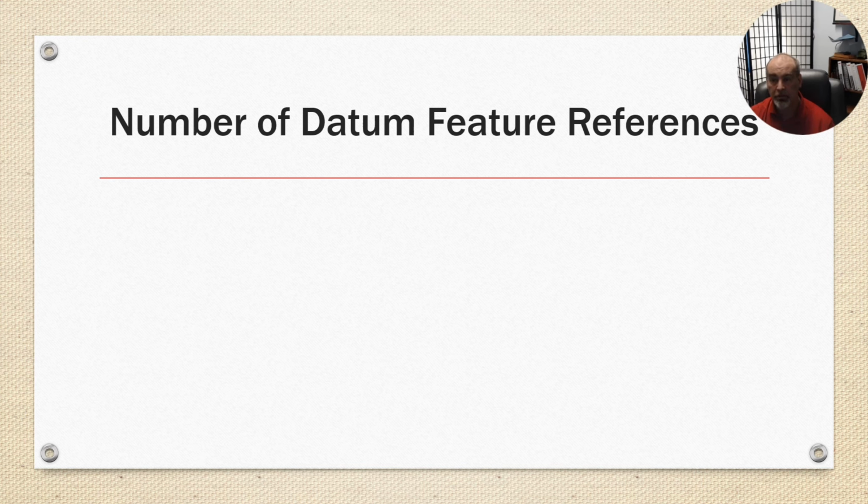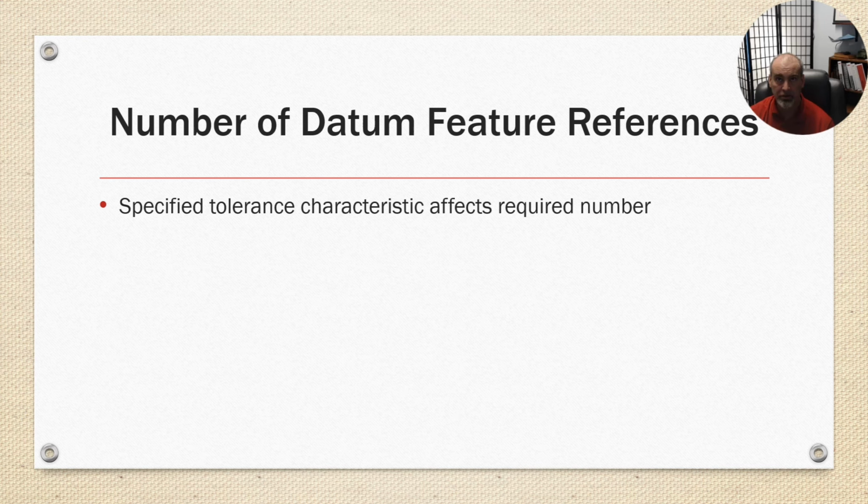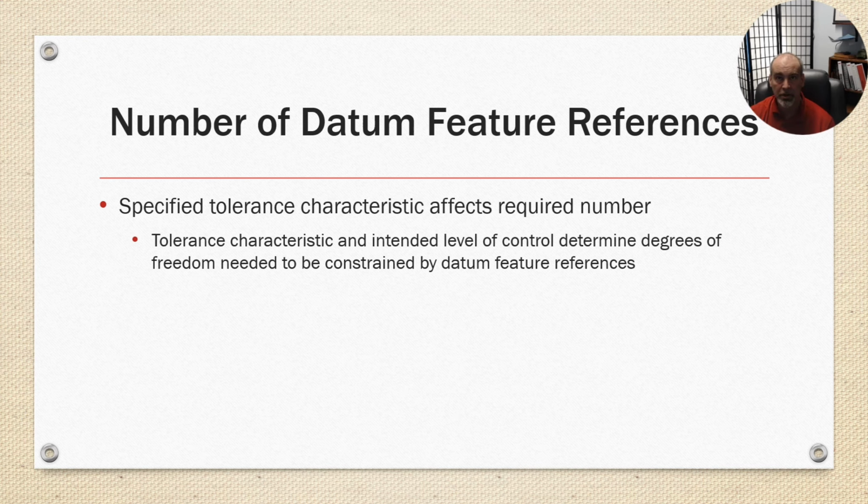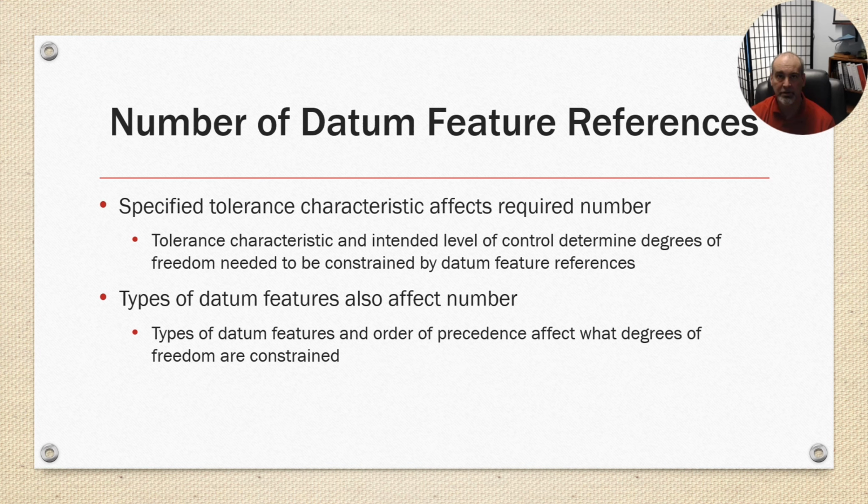Okay, the number of datum feature references specified by the tolerance characteristics affects the required number. The tolerance characteristics and intended level of control determine the degrees of freedom needed to be constrained by the datum feature references. The types of datum features also affect the number, and types of datum features and order of precedence affect what degrees of freedom are constrained.